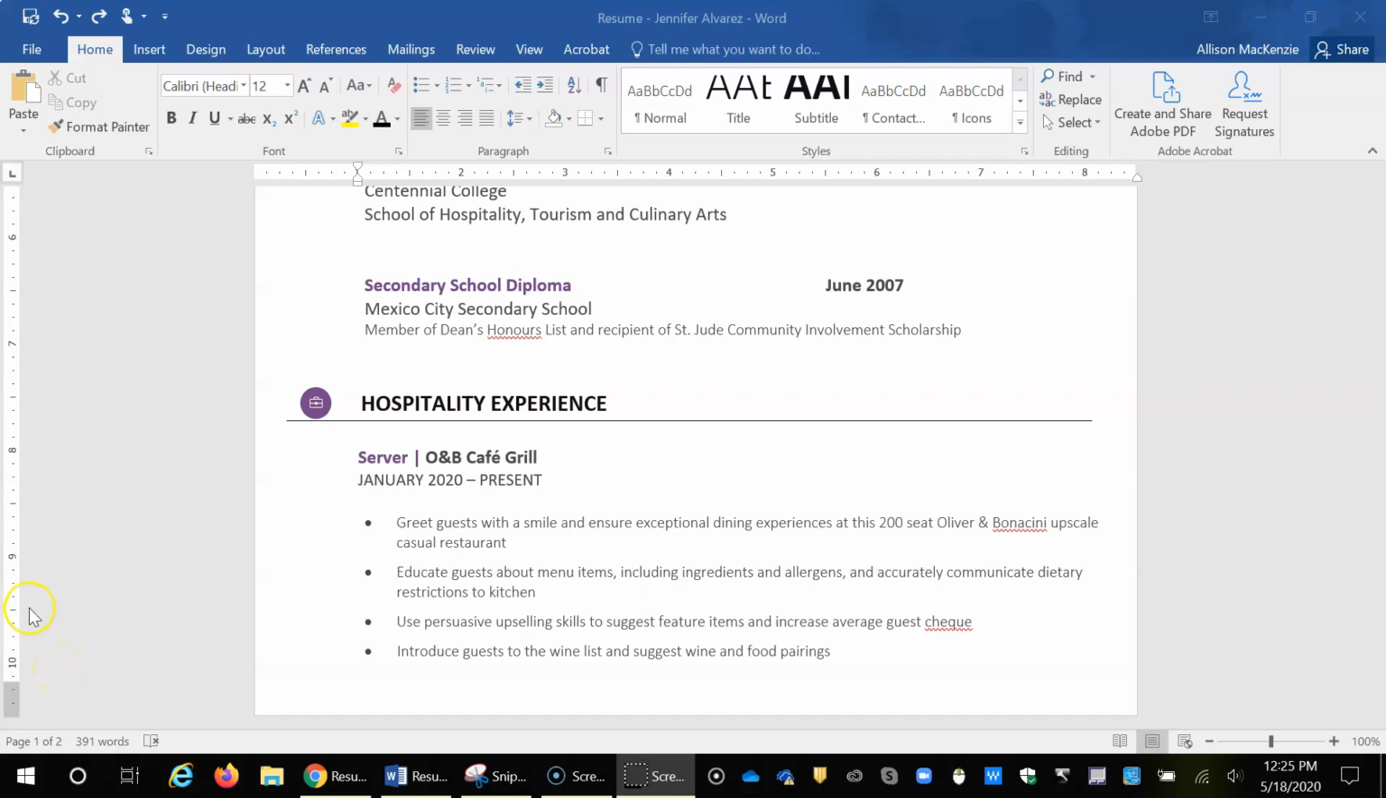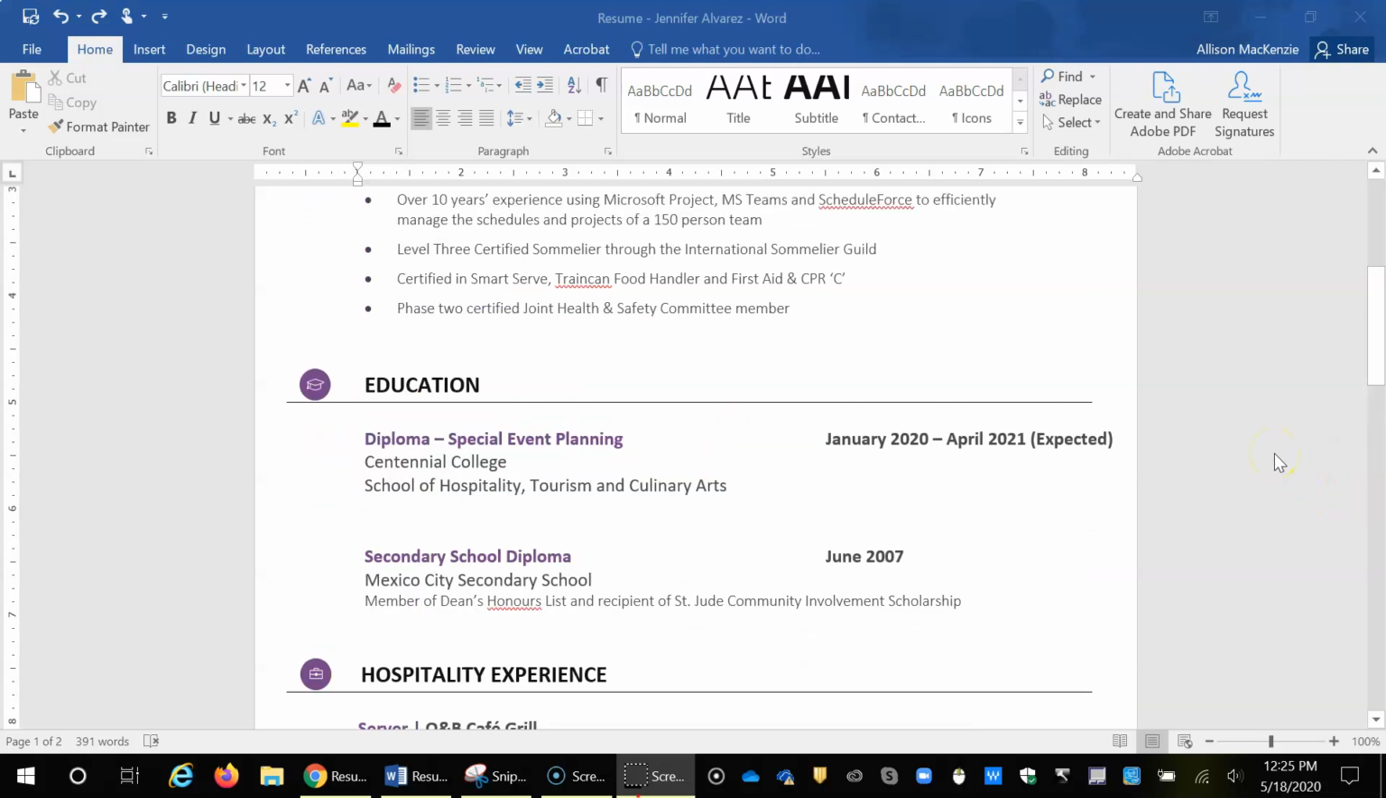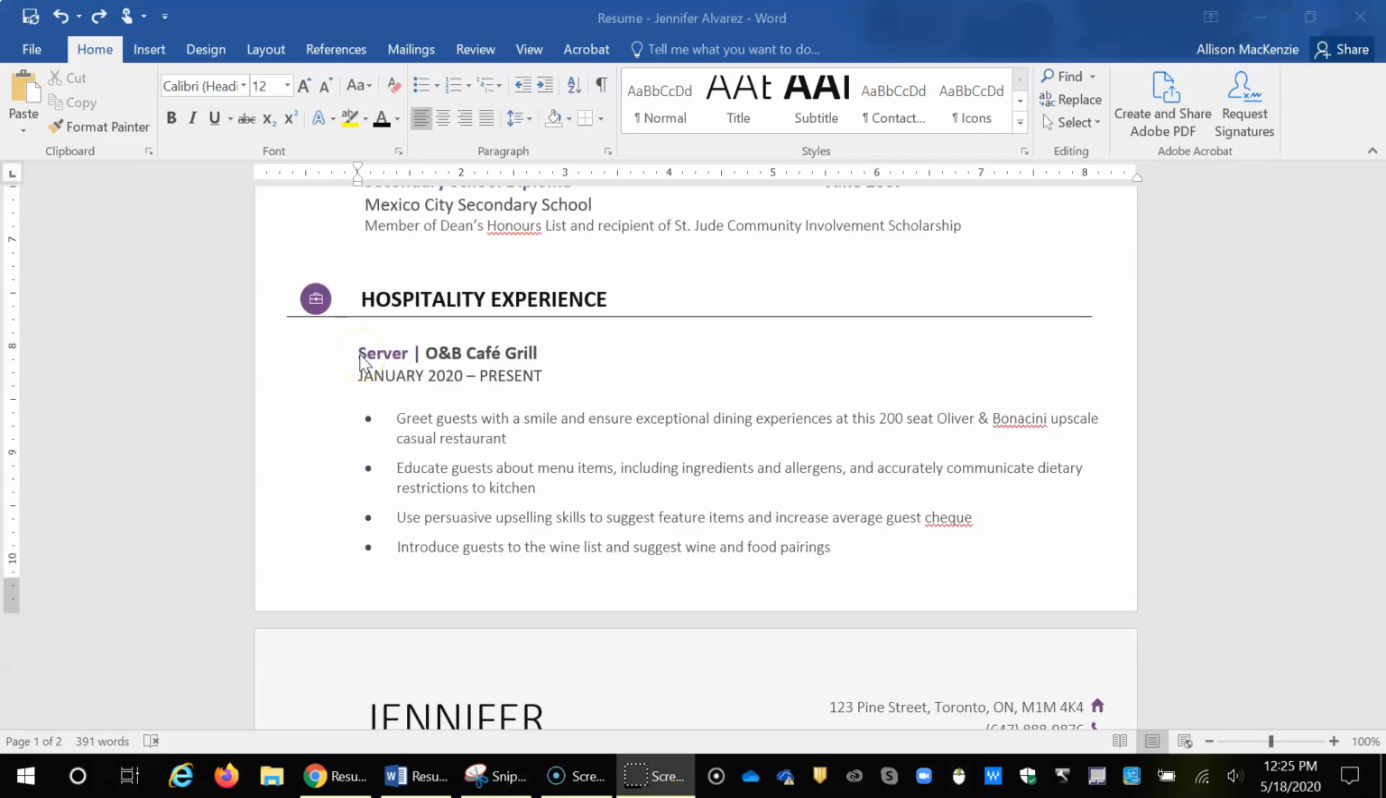Okay, moving on to laying out your experience section. You'll notice again that the title and the icon and the line is all the same and consistently formatted with the other section titles above it and below it. When you're laying out your employment section, you really require to include 3 key pieces of information in your subheader.